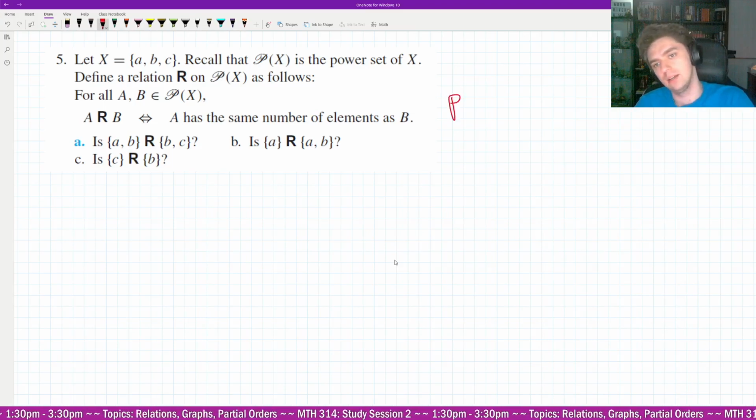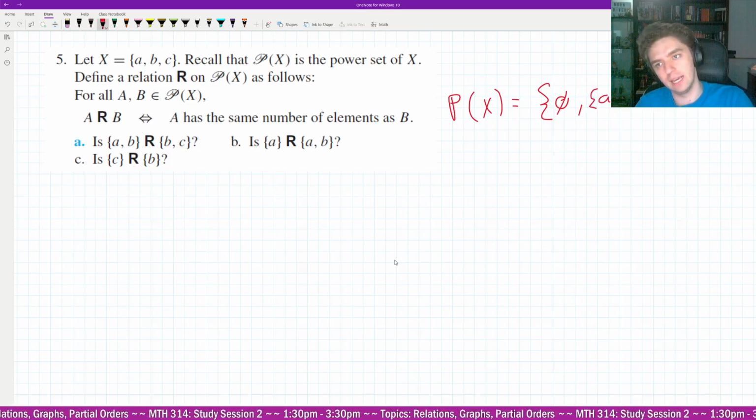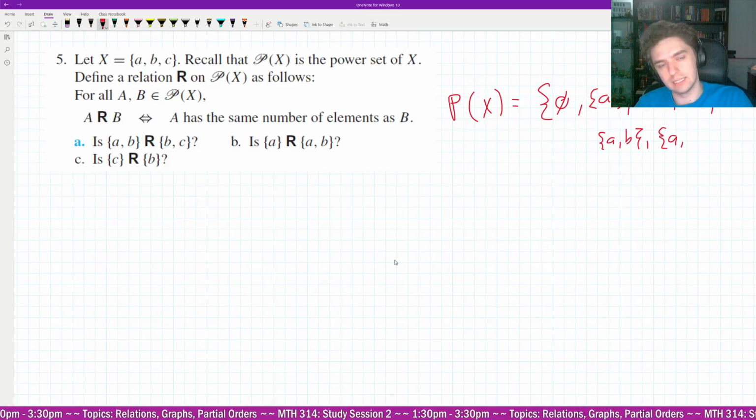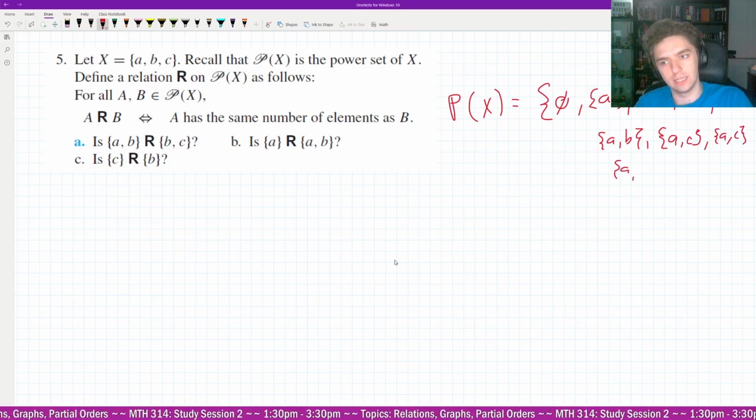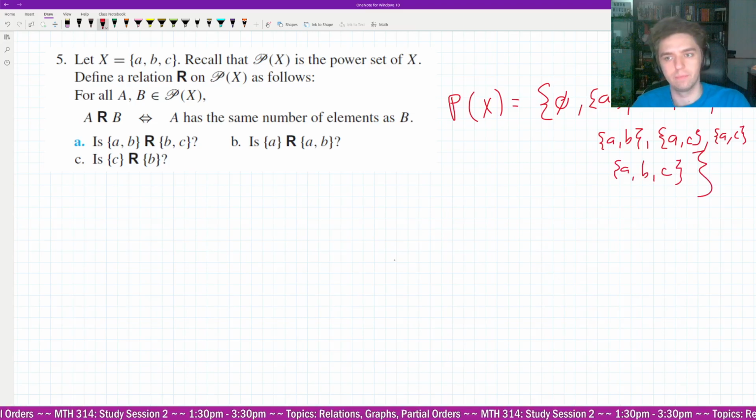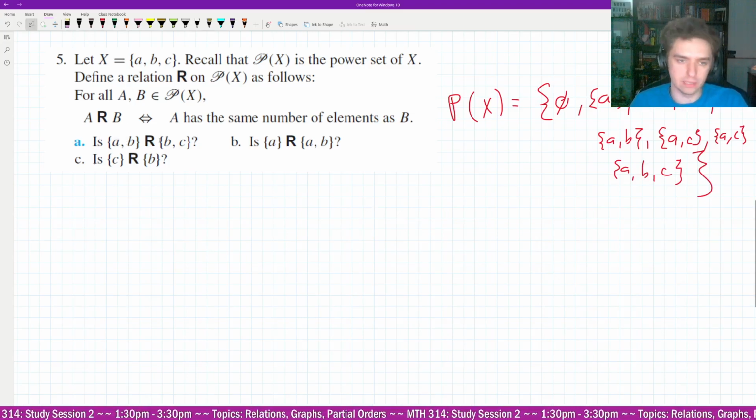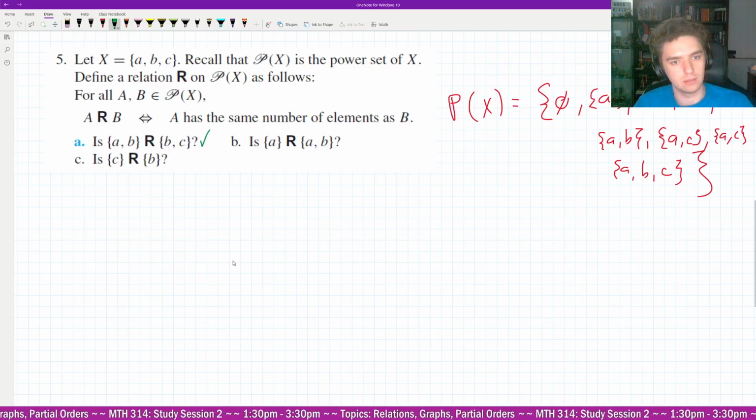The power set of X is equal to the set which contains the null set, {A}, {B}, {C}, {A, B}, {A, C}, {B, C}, and finally {A, B, C}. Forgive my brackets, I'm not going to carefully write them. So that's the power set. We just want to make sure both these elements are in the power set, and they are. Now, if they are related, that means they have the same number of elements. This set has 2 elements, and this set has 2 elements, so this is a true statement.